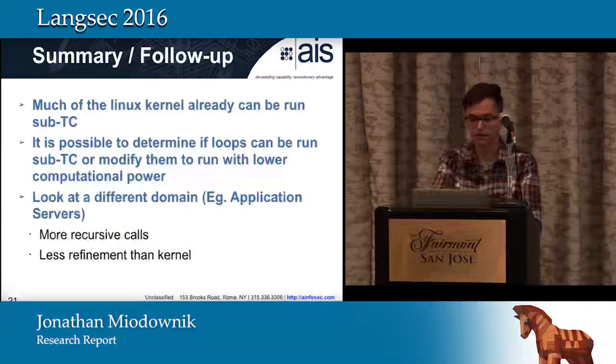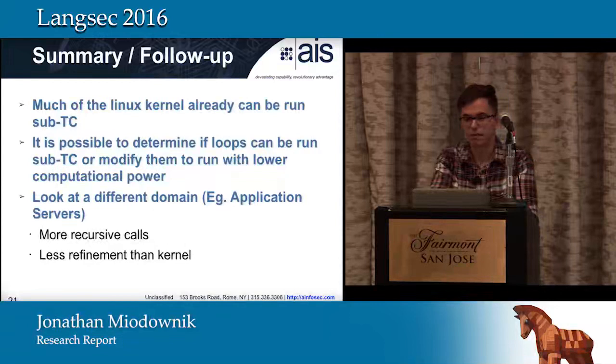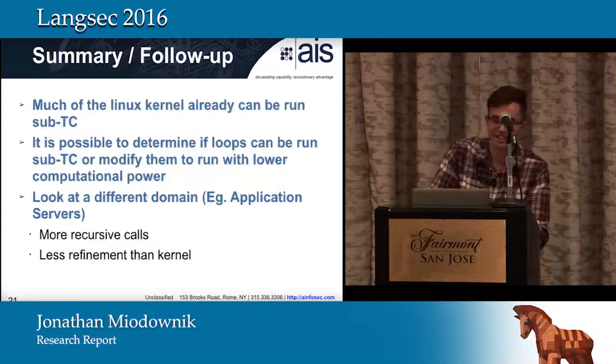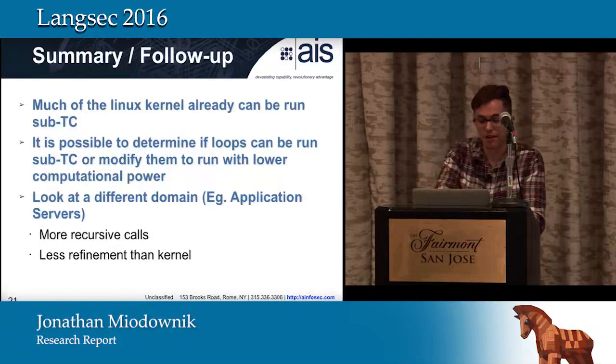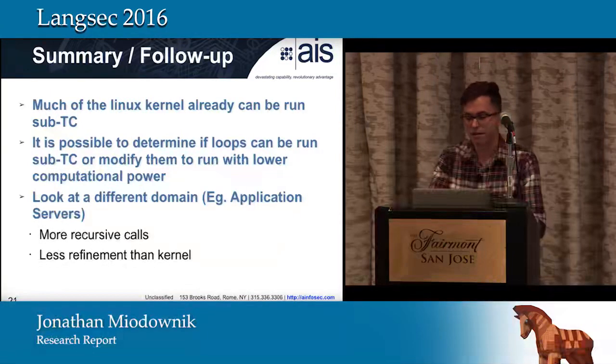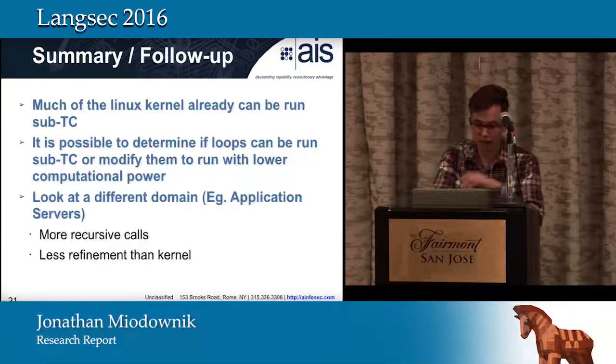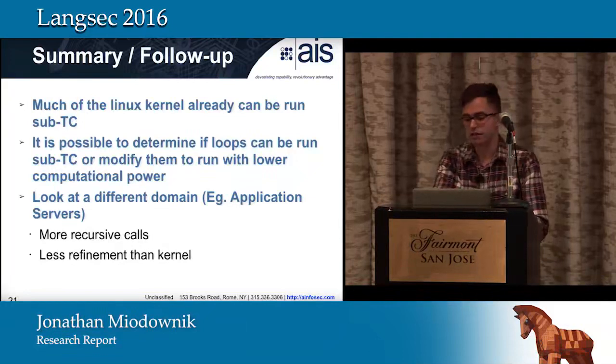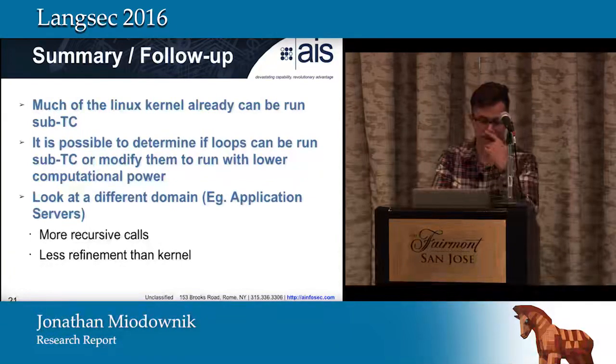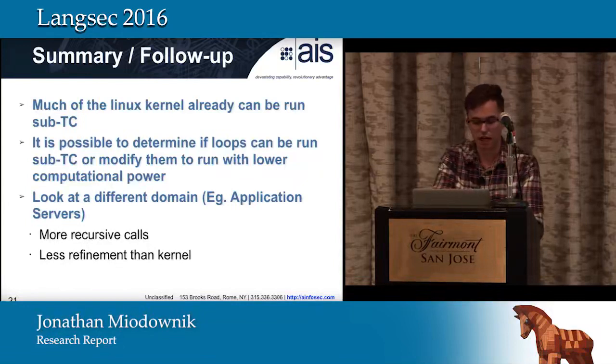So what do we take away from this? Well, much of the Linux kernel already can be run sub-TC. Fantastic. That might be descriptive that a lot of the code that we normally write from day to day already can be a candidate for porting to a restricted environment for programming. It is possible, and we've done some work on it already, to modify loops to make it more obvious whether or not they can run in a sub-TC manner, or whether they can't at all, and that's okay too.